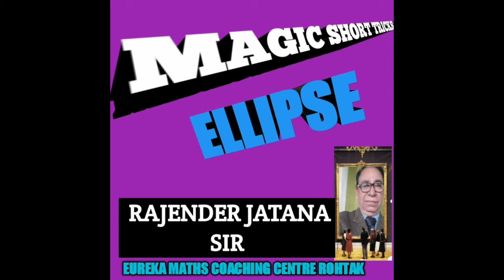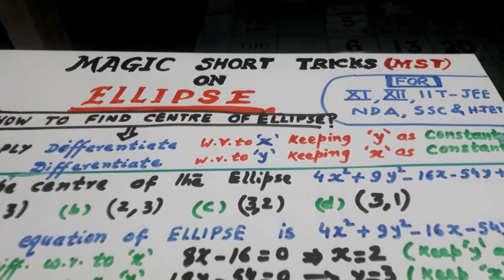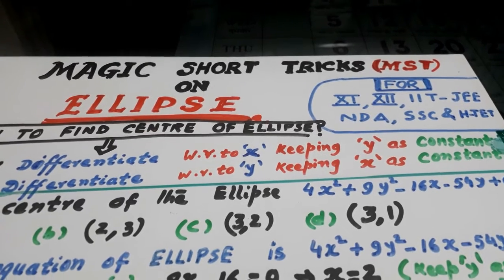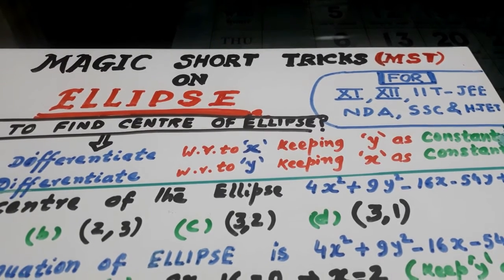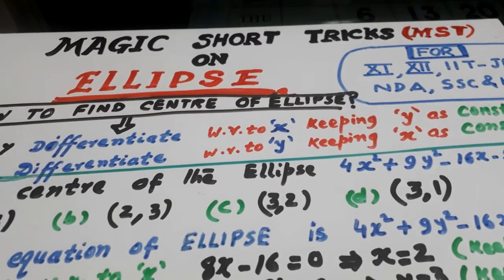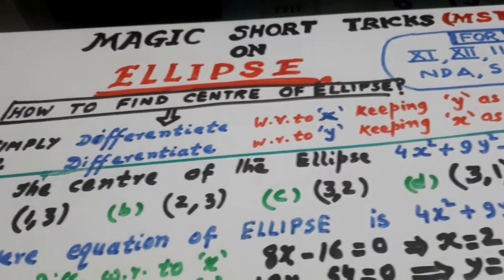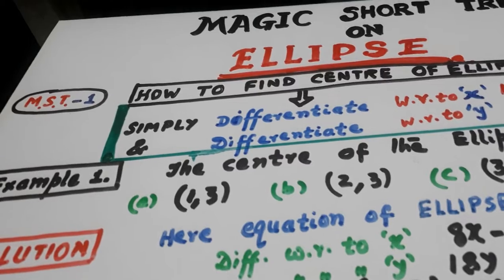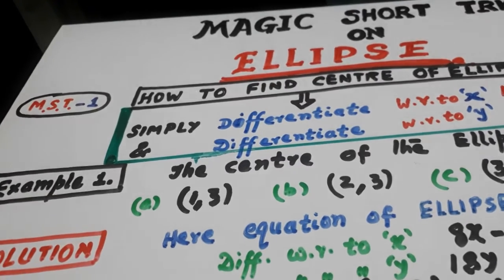I am coming up with my notes. Here only, see the notes. Good morning, friends. I am here with my notes on magic short tricks on ellipse. These are 5 tricks, and we'll start with MST number 1, magic short trick number 1.